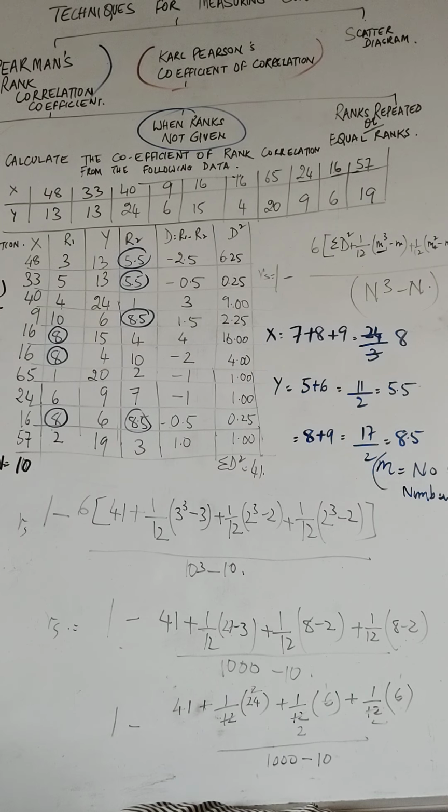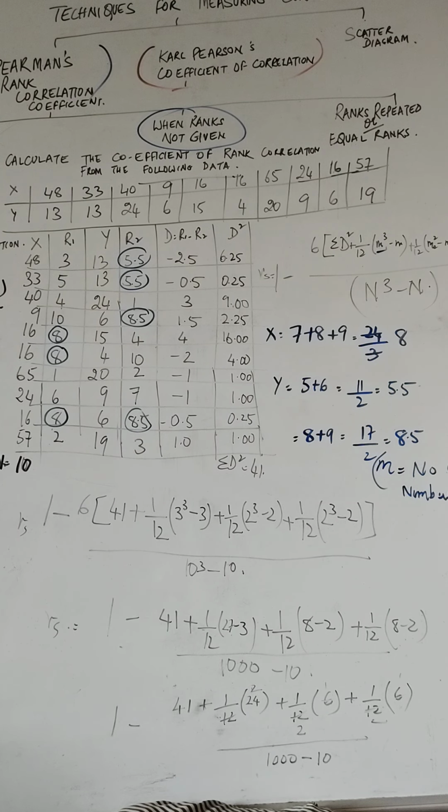Sometimes you find that many times the ranks of many values are the same, such as here in the first column, the variable x, where we find that the ranks 7, 8 and 9 are repeated. So what do we do? We take their average, and what we get is 8.